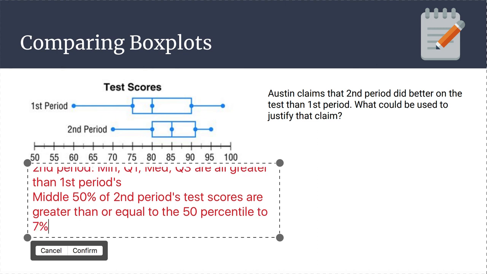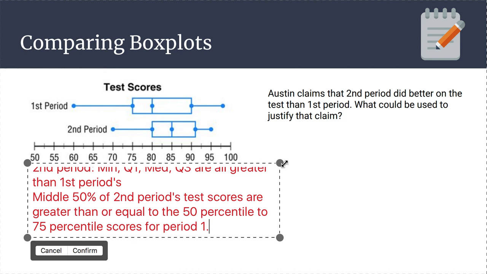to 75th percentile scores for period 1. So in other words, this middle half of the box for second period is actually greater than or equal to not just the middle half here, but it's actually greater than or equal to this 50% to 75% range here, which means that this sort of data from second period, the test scores, probably are pretty dramatically higher than first period's.